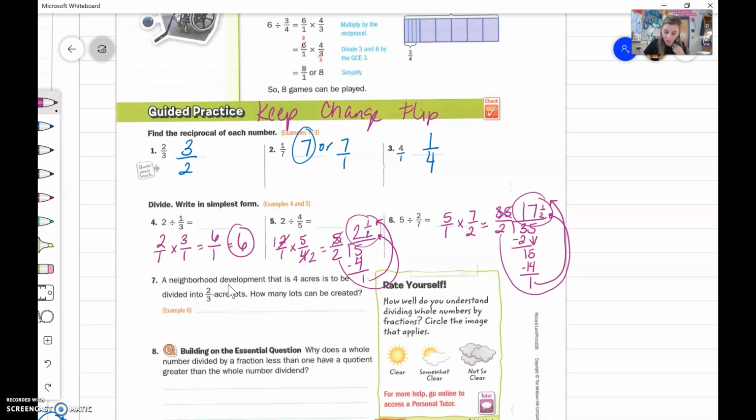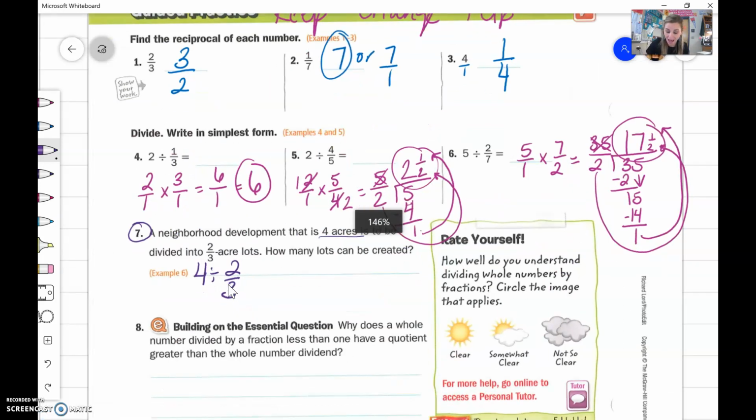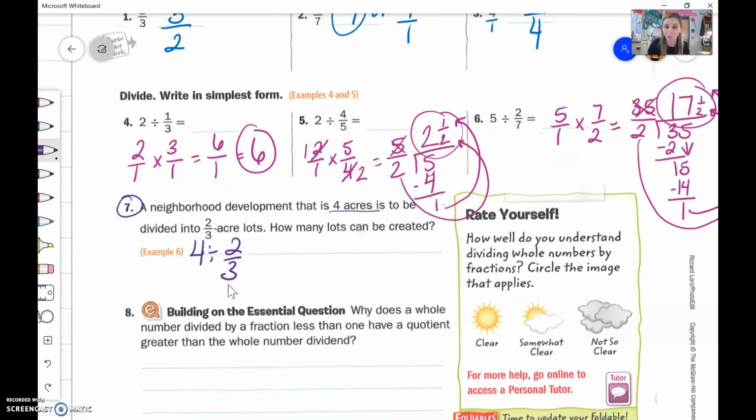Okay? Let's take a look at this last one, number 7, and then we are going to be done for today. It says a neighborhood development has 4 acres to be divided into 2/3. So 4 acres divided into 2/3. Okay? So how many lots can be created? So 4 divided by 2/3 is really what we're doing. Okay, you have to know how to set this problem up. Mrs. Horner is not going to set it up for you. You have to know how to do it.